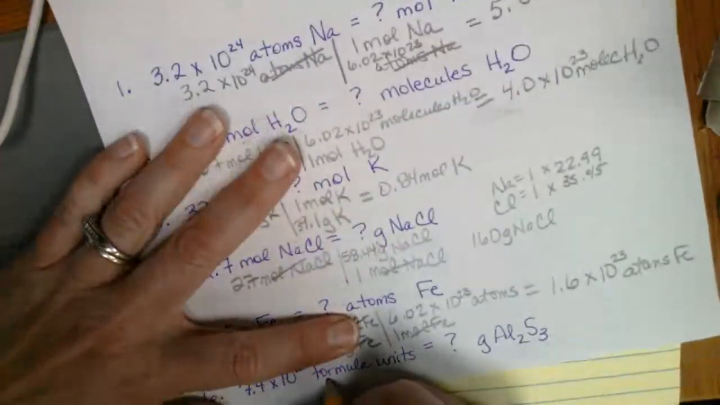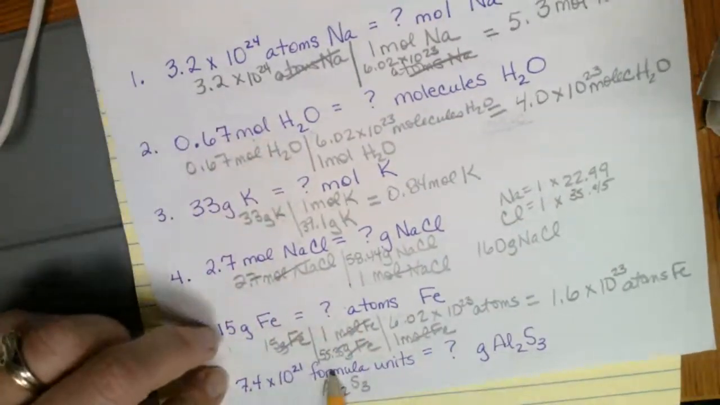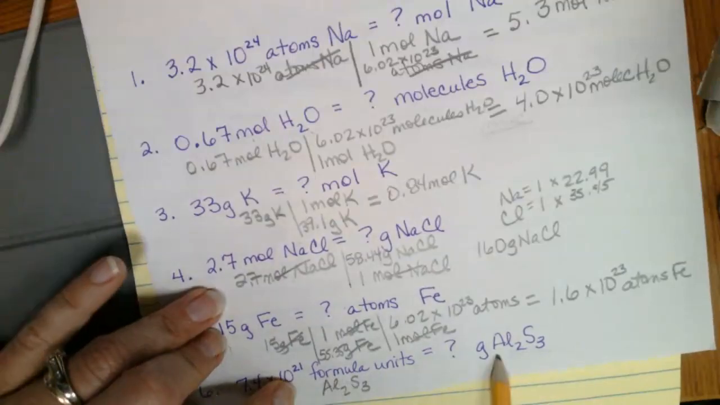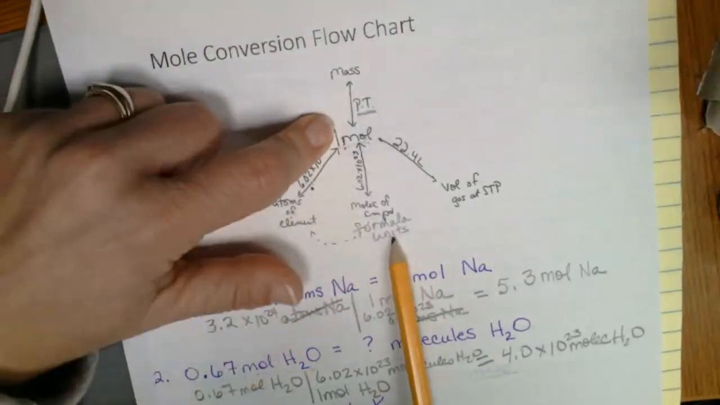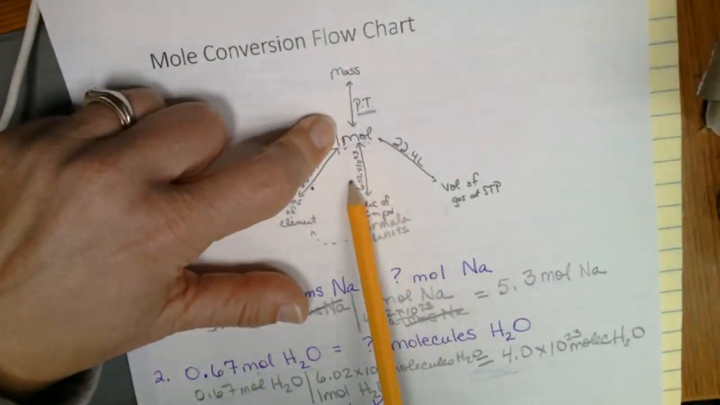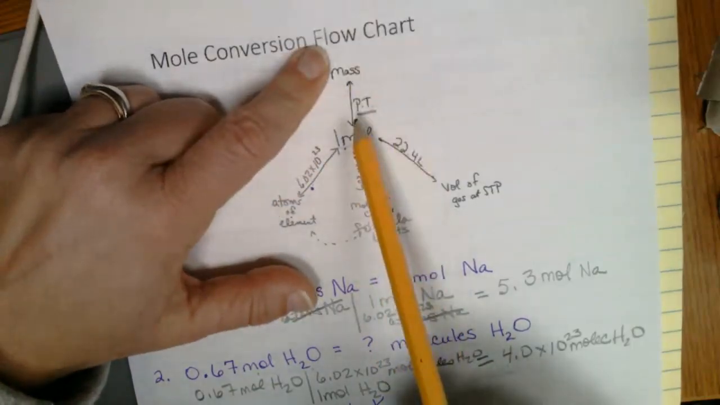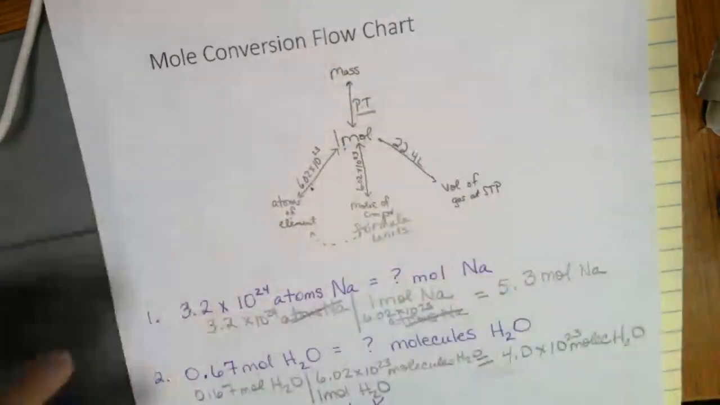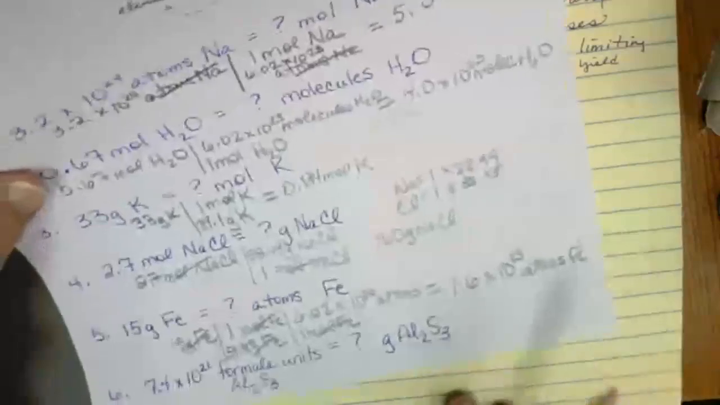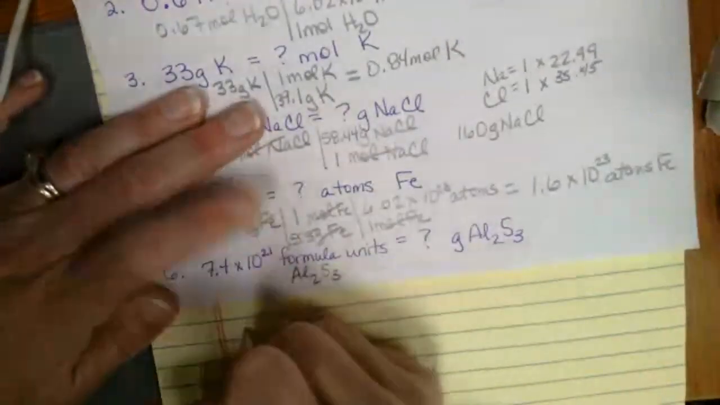And I should have that in the problem too. That was scandalous on my part. If I have this many formula units of Al2S3, how many grams of Al2S3? I'm going to start with a formula unit. I've got to take it to moles. To do that, I'm going to use Avogadro's number. And then to go from moles to mass, I'm going to use a periodic table. So I've got 2 steps in this problem. So let's see if we can work this out. I'm going to actually do this on this paper underneath because I didn't give myself enough room.